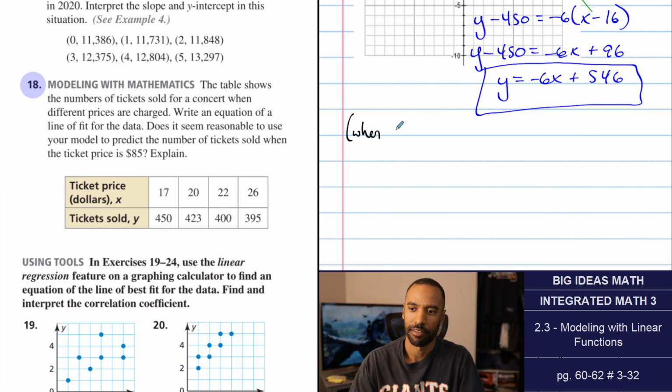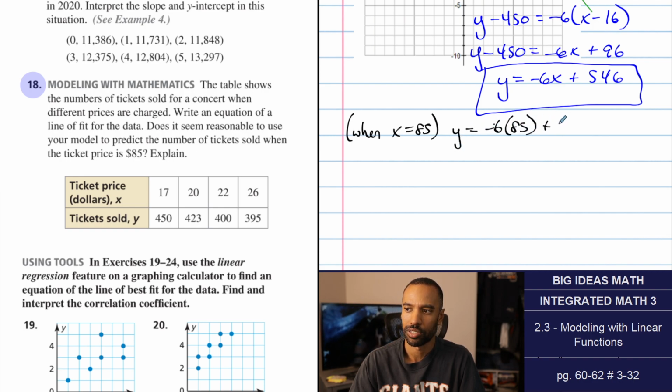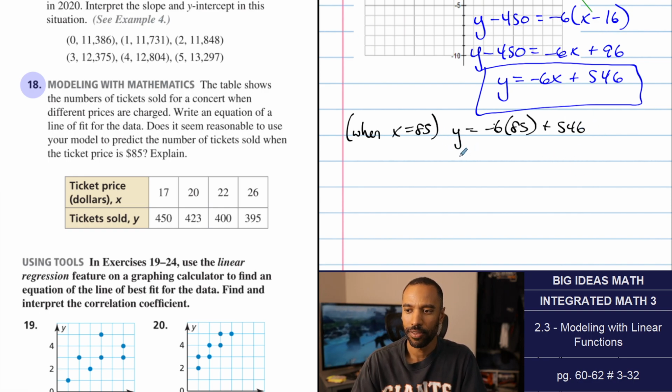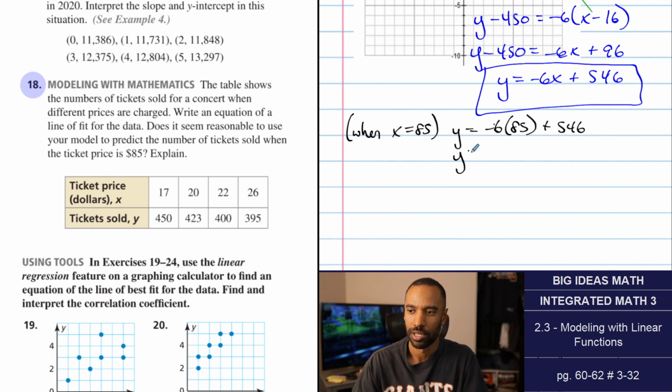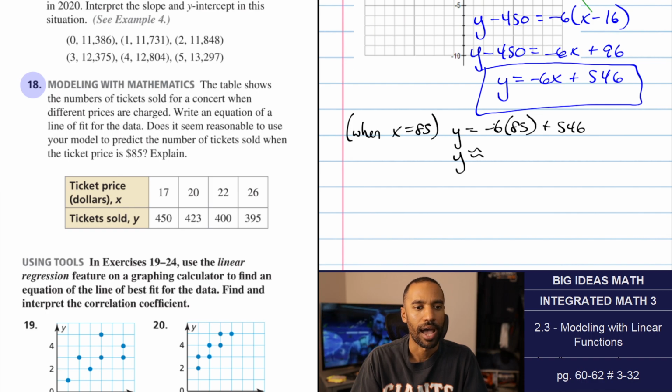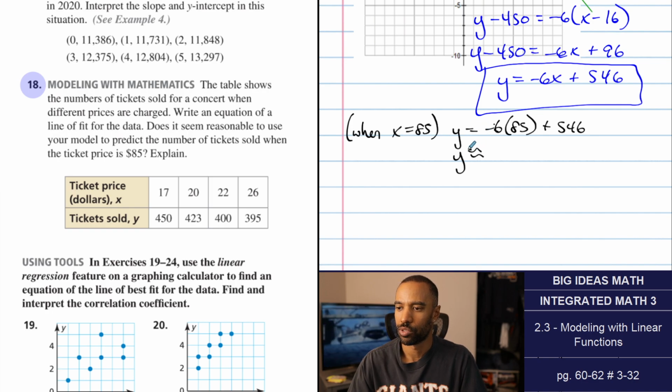When x equals 85, what happens? We get y equals negative 6 times 85 plus 546. Maybe it is reasonable. I don't know. I felt like this didn't seem like a good model, but maybe it is. Y is about negative, whoops, I'm still in that other screen. Negative 6 times 85 plus 546. Oh, I have a syntax error. What did I do? There's a random one there. Okay. Y equals 36.